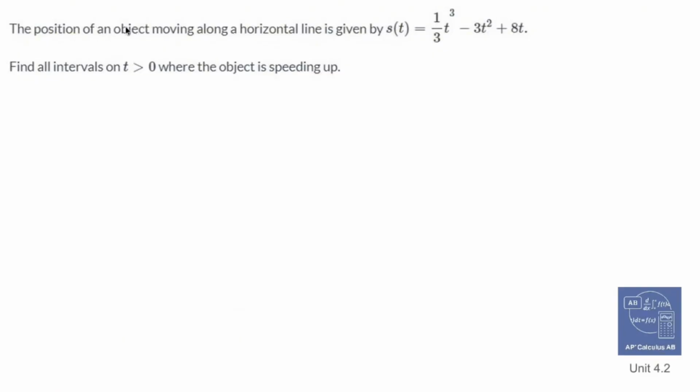The position of an object moving along a horizontal line is given by s of t equals a third t cubed minus 3t squared plus 8t. Find all intervals where the object is speeding up. Now, the object speeding up means acceleration is positive.